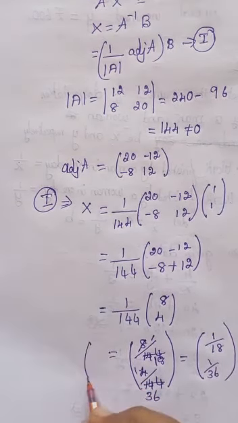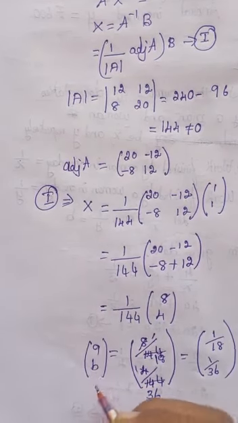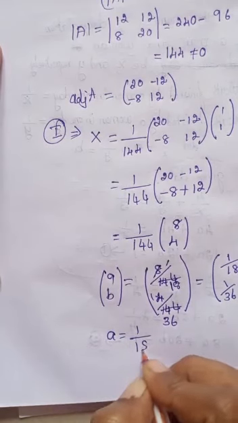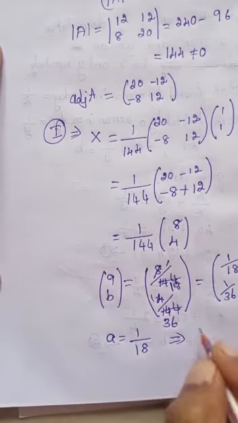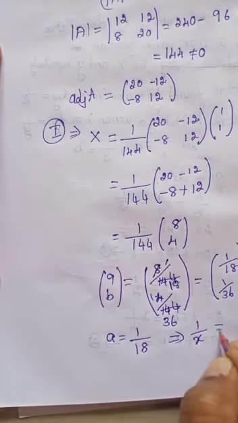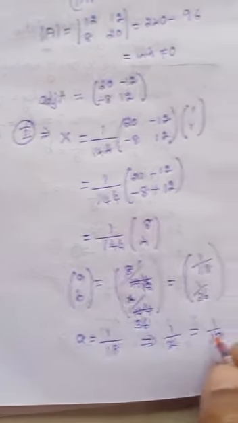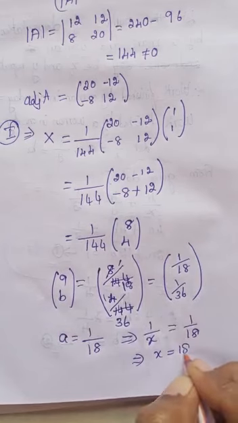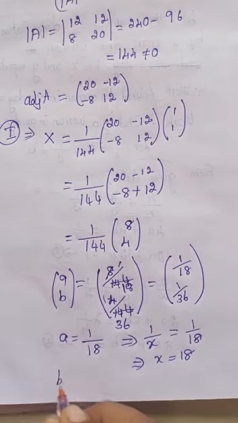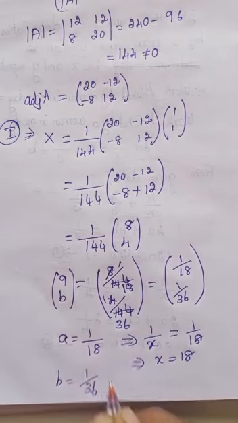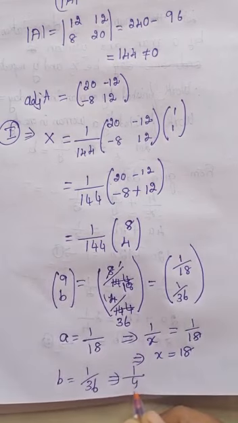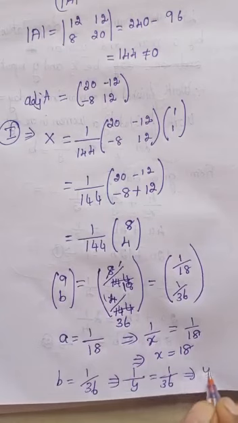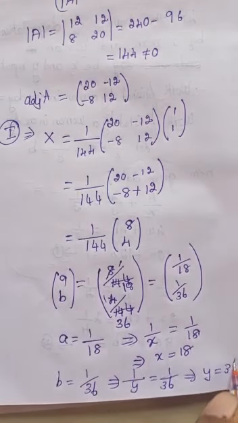Actually here x is a, b. So we have got it. A is equal to 1 by 18, which implies, actually a is 1 by x, isn't it? 1 by x is equal to 1 by 18. That implies x is equal to 18. The same way, b is equal to 1 by 36 implies 1 by y is equal to 1 by 36, which implies y is equal to 36.